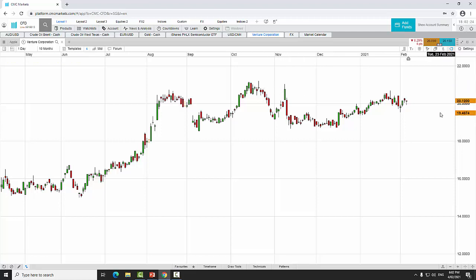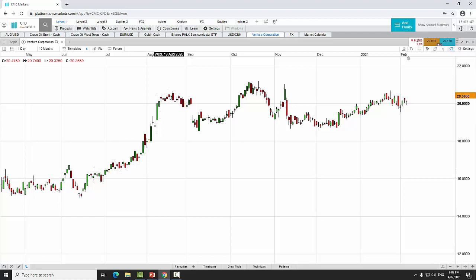So what this means is that in this particular chart of Venture, it is neither an uptrend nor a downtrend. We classify this whole period in terms of the medium term trend since August last year as sideways price action. It has been in a consolidation trend.